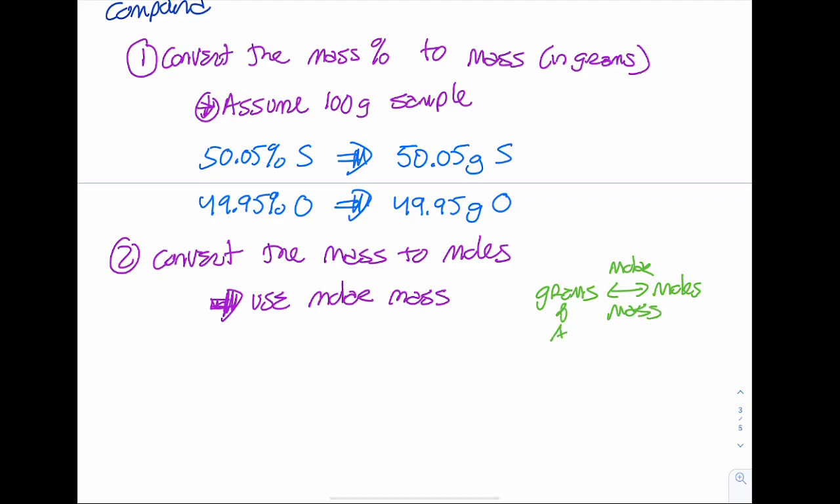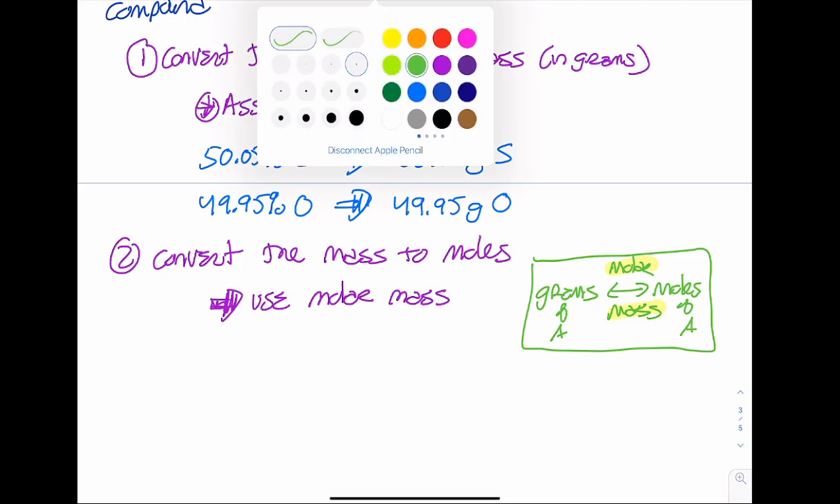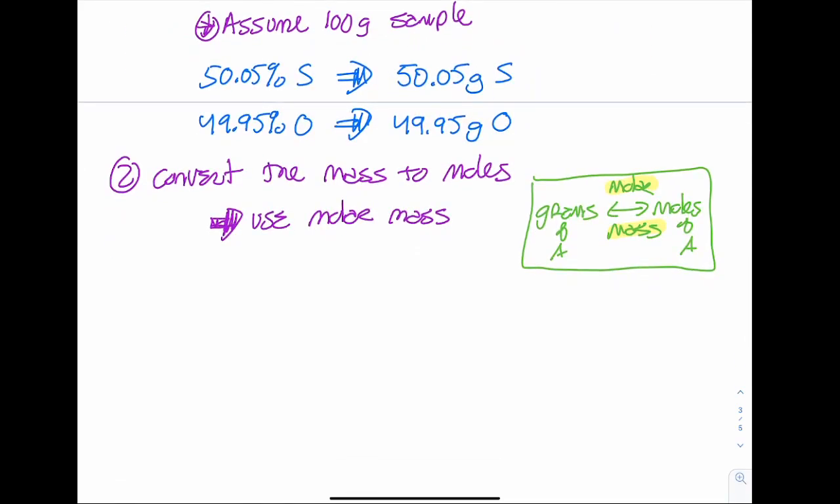So moles of A, just A being something generic. So if I want to go from grams of water to moles of water, or grams of sulfur to moles of sulfur, we're always going to use that molar mass. Again, never any other way. So that's what we're going to do in this step. So I'm going to take my 50.05 grams of sulfur. I'm going to look on the periodic table to get my atomic mass, converting my units from atomic mass units to grams per mole. Because grams are on top, grams are going to have to go on the bottom. So 32.07 grams per mole.